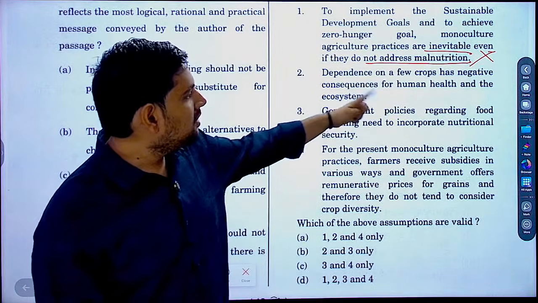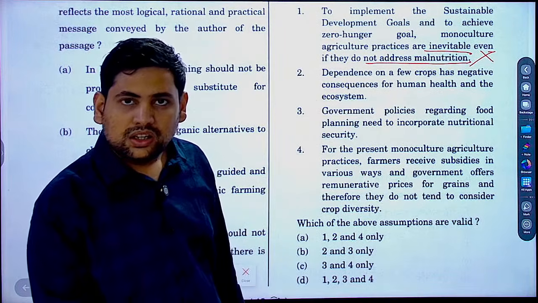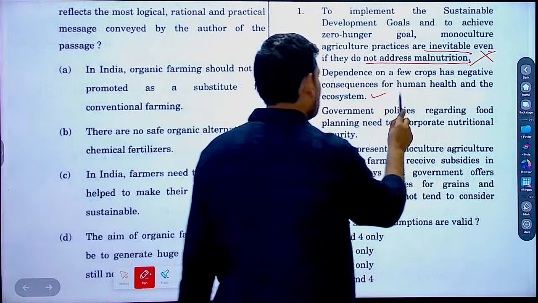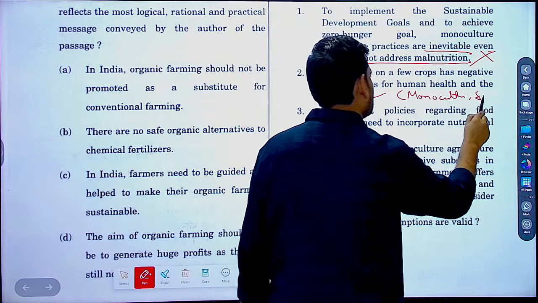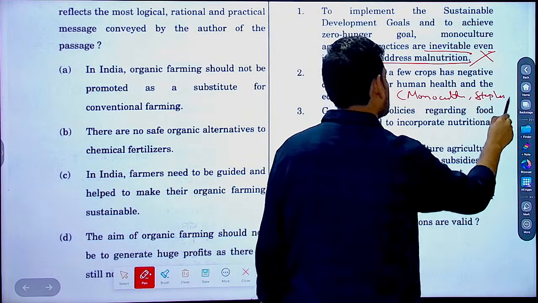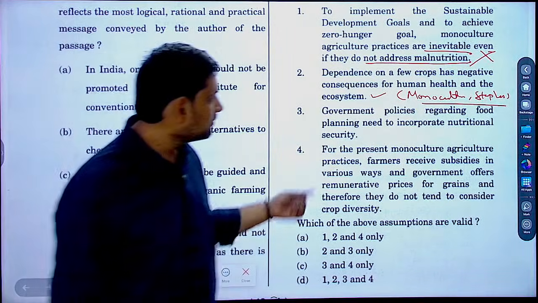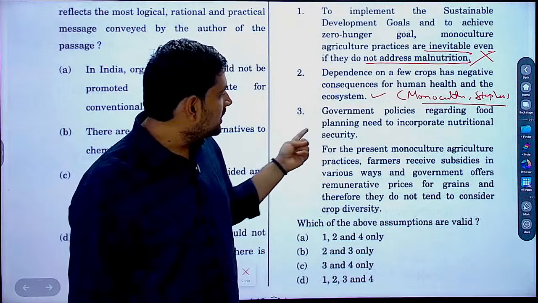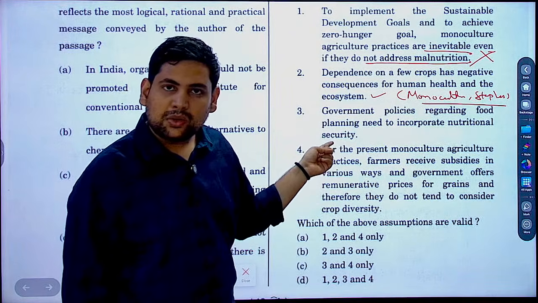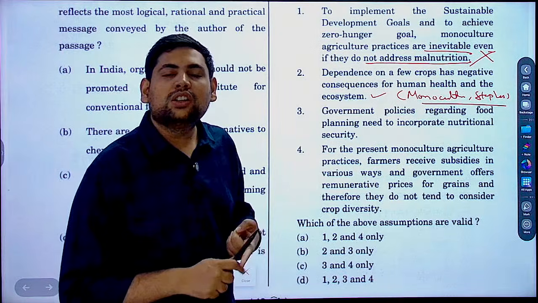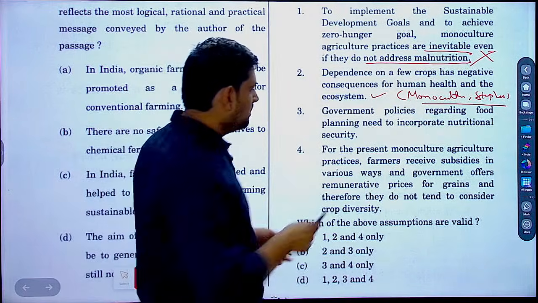Then, dependence on a few crops has negative consequences for human health and the ecosystem. What do you think? Does the passage talk about this? Yes. The term monoculture. What is monoculture? Just growing more and more staples. This is the same thing. Correct? And it is having a negative impact. Then, government policies regarding food planning need to incorporate nutritional security. Correct? It is talking about this, that we are just growing staples and not nutrition rich fruits, vegetables and millets. So this also seems correct.